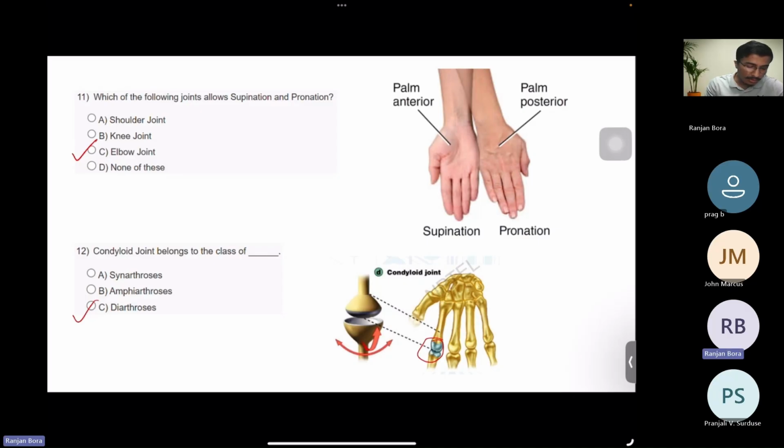What is your doubt? Condyloid joint belongs to the class of diarthrosis. See, diarthrosis means fully movable joint. We can move our fingers, right? So here there is the diarthrosis joint. That's why it is a diarthrosis joint. We can move our fingers like this.